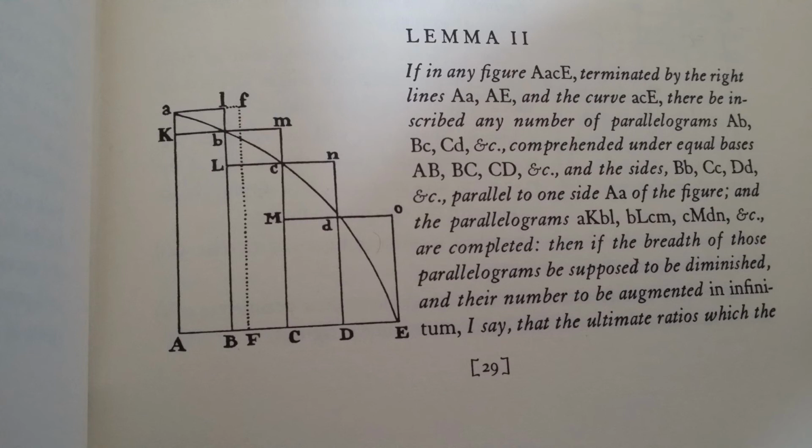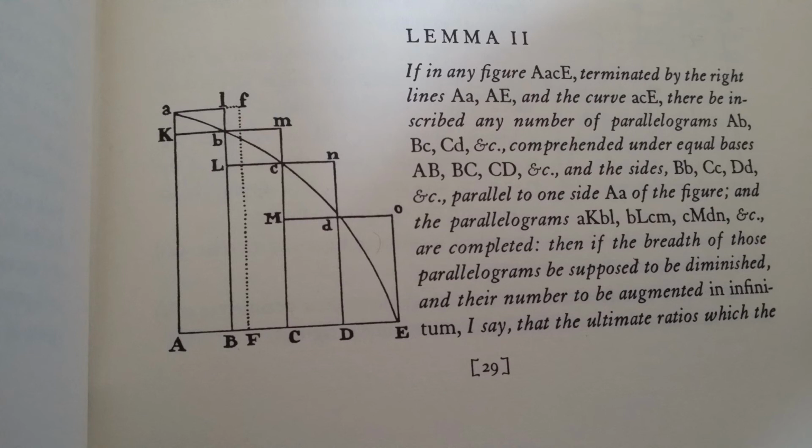Let's try that sentence from the top. And therefore, by Lemma 1, the figures inscribed and circumscribed become ultimately equal one to the other, and much more will the intermediate curvilinear figure be ultimately equal to either. QED, which is Latin for something with three words, each beginning with Q, E, and D. That was Lemma 2.